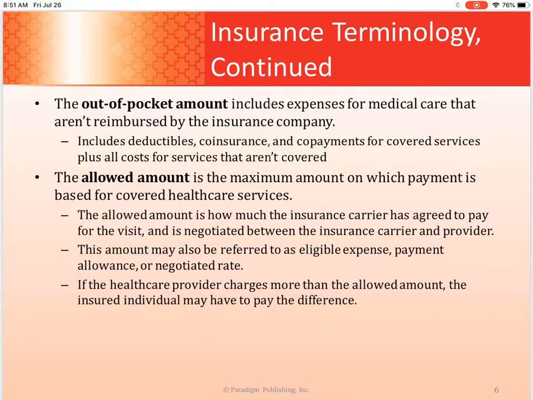The allowed amount is the maximum amount on which payment is based for covered healthcare services. The allowed amount is how much the insurance carrier has agreed to pay for the visit and is negotiated between the insurance carrier and provider. This amount may also be referred to as eligible expense, payment allowance, or negotiated rate. If the healthcare provider charges more than the allowed amount, the insured individual may have to pay the difference.